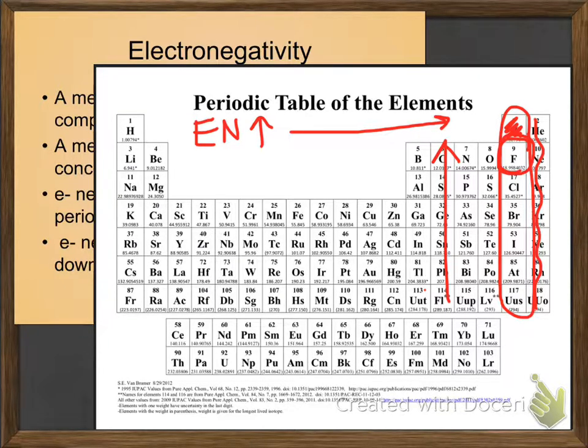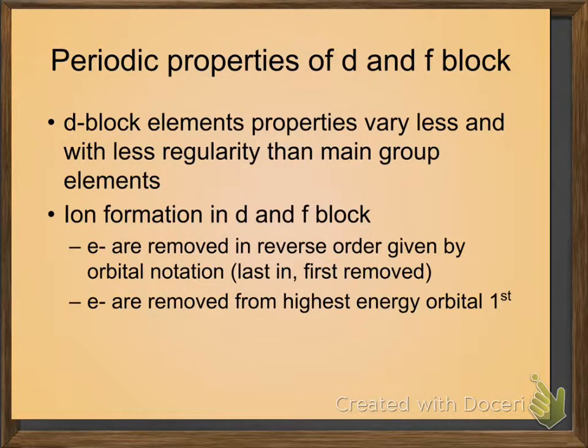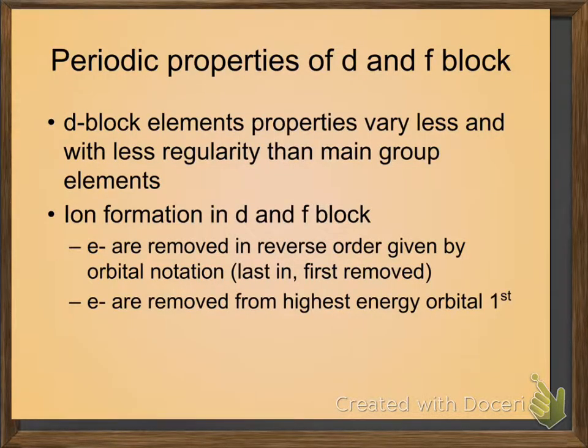So now's a good time to mention that all of the trends that we've talked about, from atomic radius to ionization energy, electron affinity, and electronegativity, we usually are talking about those trends within the main group. And the main group, you'll remember, is the S block and the P block. The D block and the F block, well, they're a little different. In the D block, the properties vary a whole lot less and with a whole lot less regularity than the main group. Really, the D block is just sort of more uniform. And in the F block, well, they're sort of a separate set of beasties.